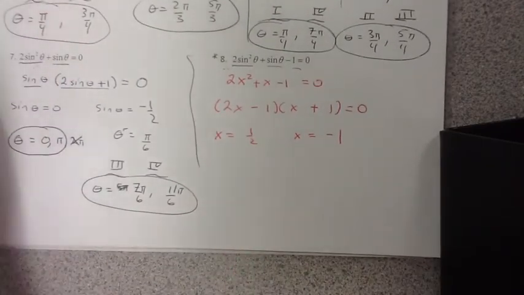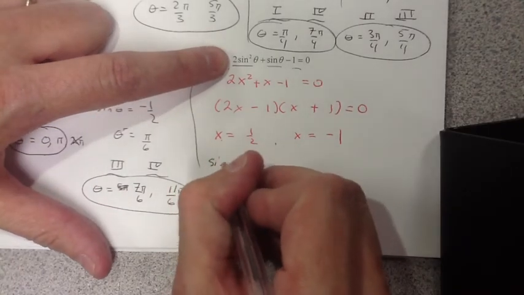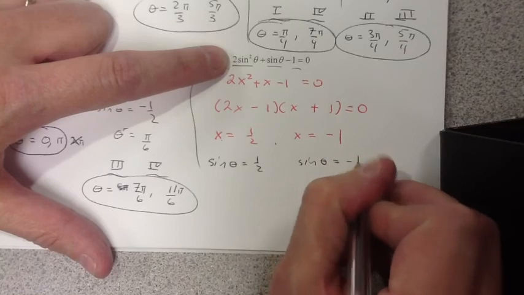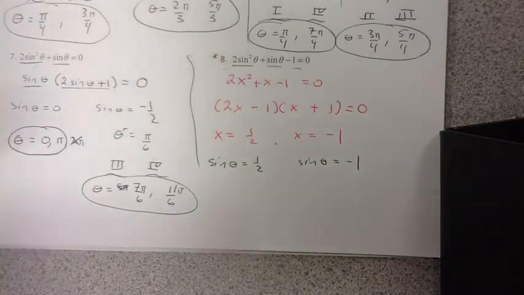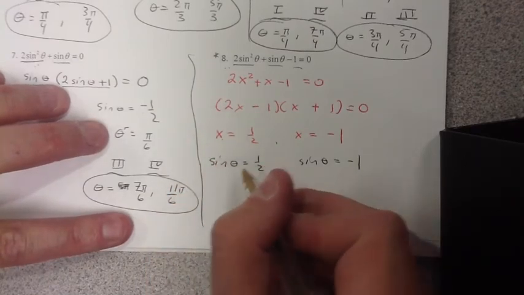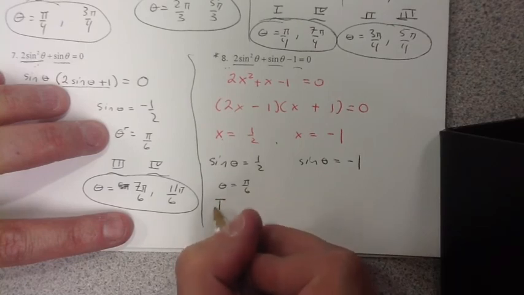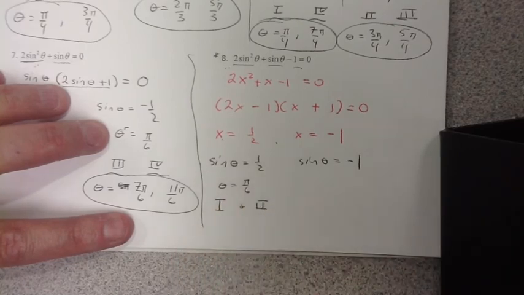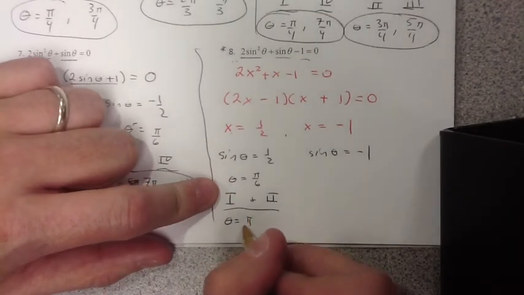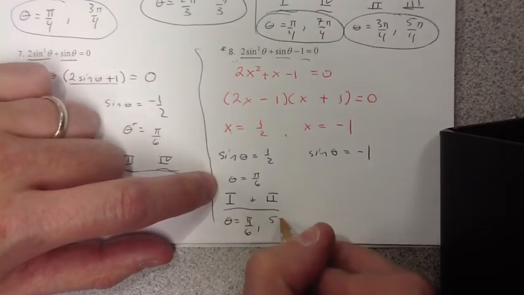But the only difference is we're going to replace these x's with our sines of thetas. So it becomes sine of theta equals 1/2, sine of theta equals -1. You're going to get 4 answers here, just like the last one. Okay, so sine, our reference angle, again, is pi over 6. Where is it positive? In the first and second quadrant this time. So in the first quadrant, it's just pi over 6. It's our reference angle. In the second quadrant, it's 5 pi over 6.